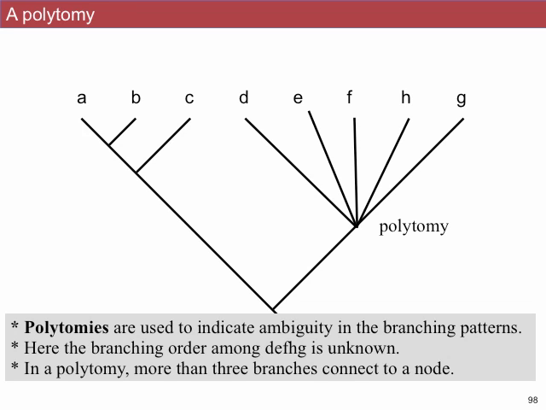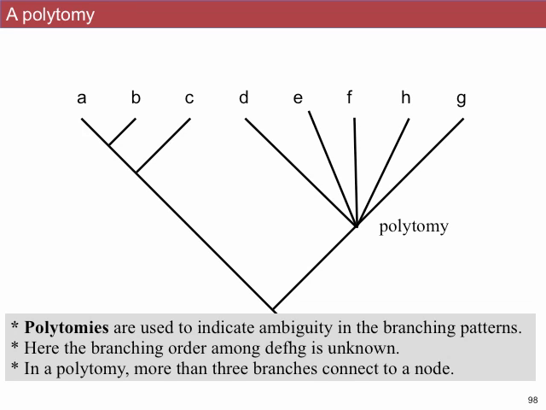There are two main reasons to do this, and people don't always tell you why. So one reason to do this is if you want to represent ambiguity. That is, for D, E, F, G, and H, we may know that they all group together. That is, they all share our most recent common ancestor here. But we may not know what the order of branching is among them. We may not know if D and E are sister to each other or if D and G are sister to each other. We're representing lack of knowledge, in essence, by this polytomy.